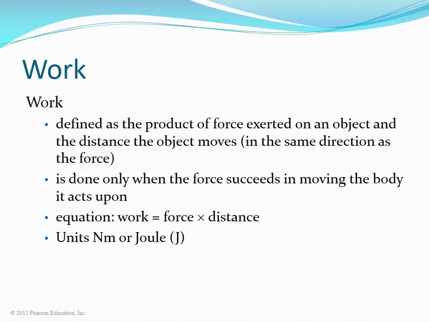Work is defined as the product of force exerted on an object and the distance the object moves in the same direction as the applied force. Work is done only when the force succeeds in moving the body it acts upon. The equation for work is the force times the distance. The units of work are newton meters, known as the joule, and given the symbol J.